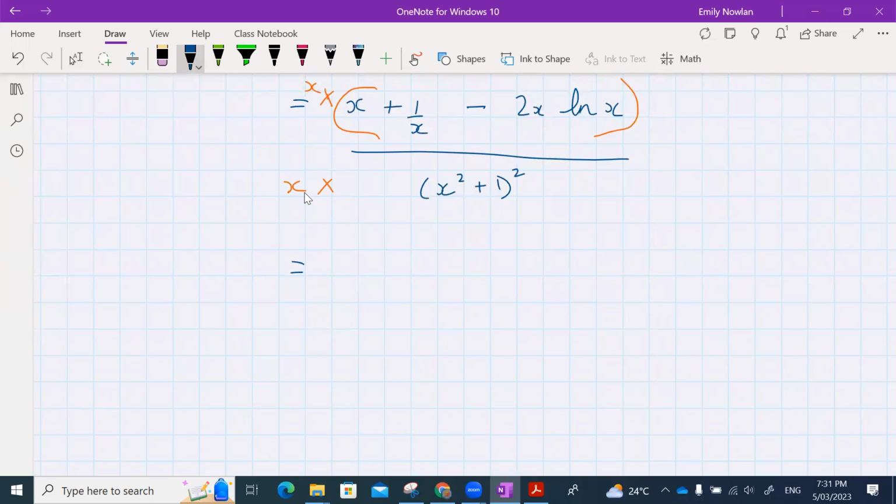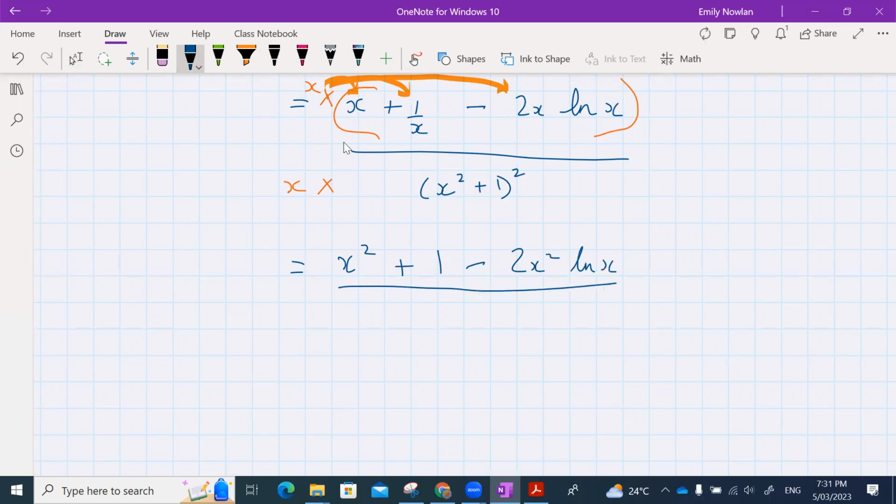Right. So what happens at the top if I times everything by x? If I have everything times x there, each term times by x, what do I get on the top? I get x by x is x squared. x times 1 on x is just 1. And x times 2x ln x, to keep my minus, I get 2x squared ln x. And what do I get on the bottom? I just get x times everything. x times x squared plus 1 all squared.